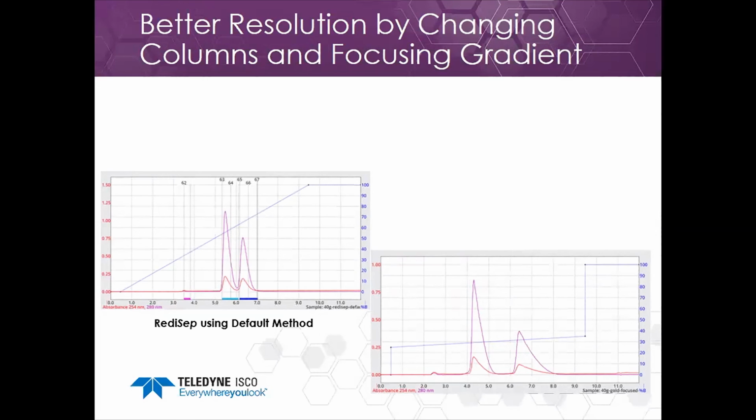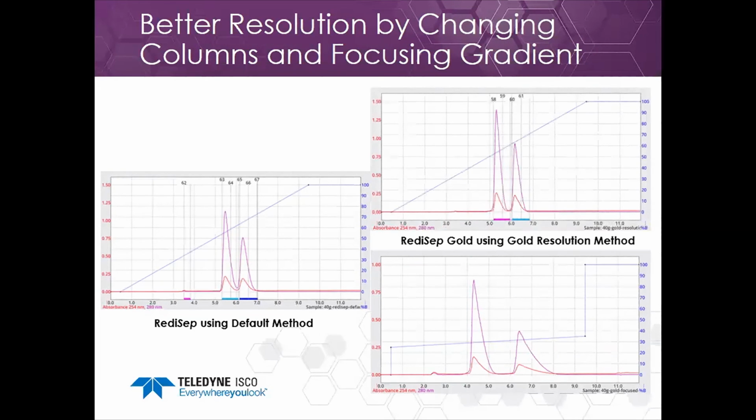So using a traditional RediSep column, which is going to be the irregular, so like larger silica particles, we're able to get baseline separation between the two compounds. When we use the gold resolution method, using a RediSep Gold column, we see even better baseline resolution. And then when we use that same focused gradient that we used before over a longer period, you can see where we can get increased baseline resolution of almost a minute between these two compounds. So we can load more compound on there using a focused gradient, or we could even shorten the length of the gradient still.